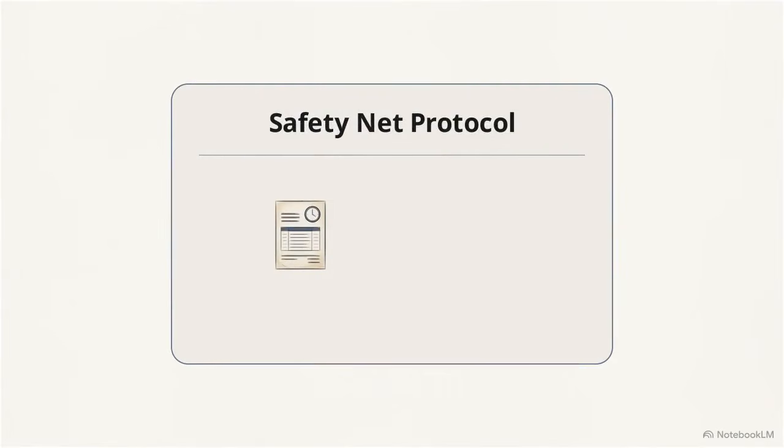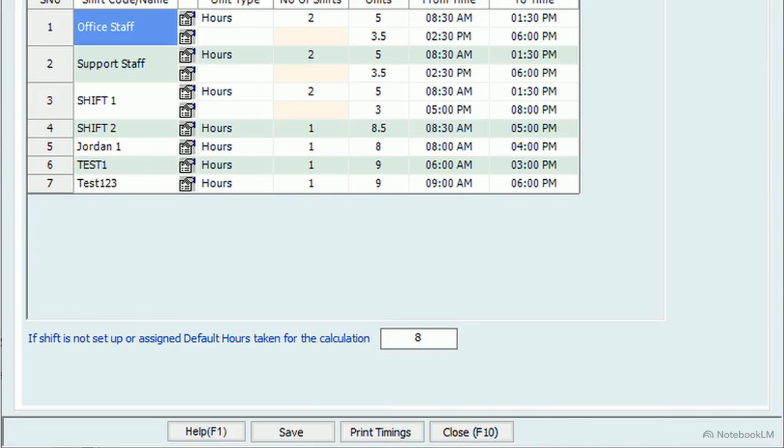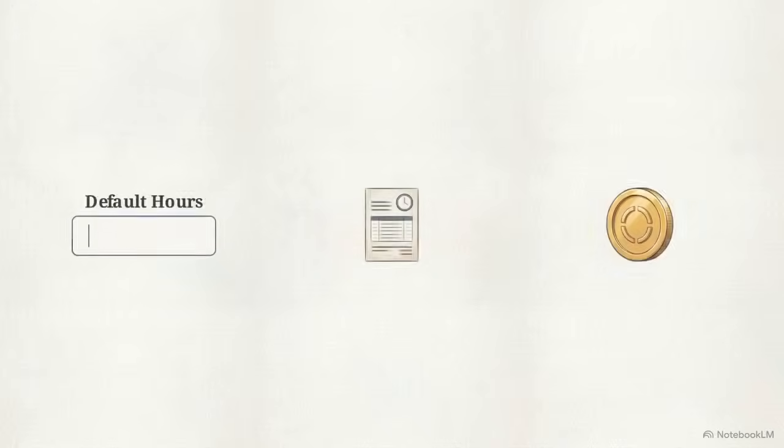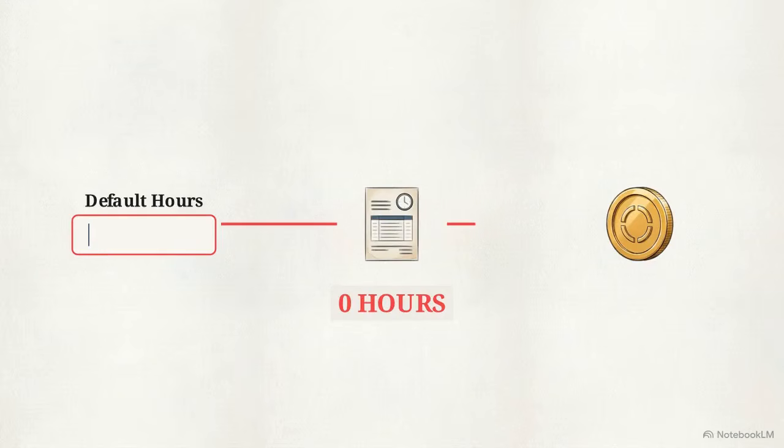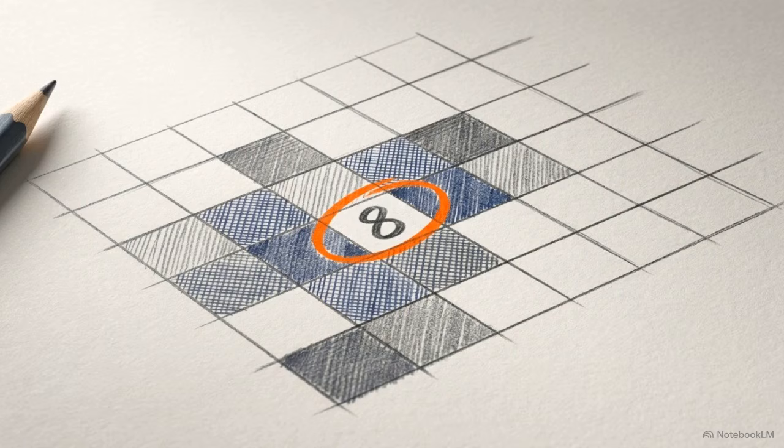To handle this, we need a safety net. You handle that contingency right here. By entering an 8 in the field reading "If shift is not set up or assigned, default hours taken for the calculation," you provide a baseline value. If you leave this box blank, the system has no data to fall back on, meaning unassigned employees will register 0 hours and miss their pay for the day. Establishing these base codes alongside a default hourly value builds a robust safety net for your attendance data.